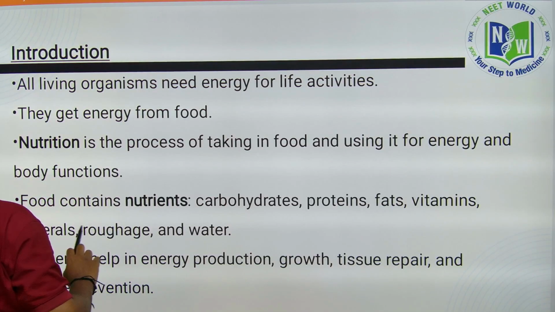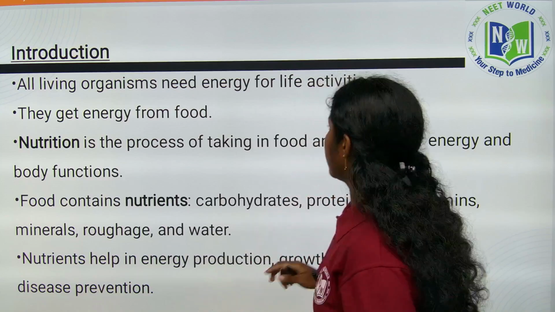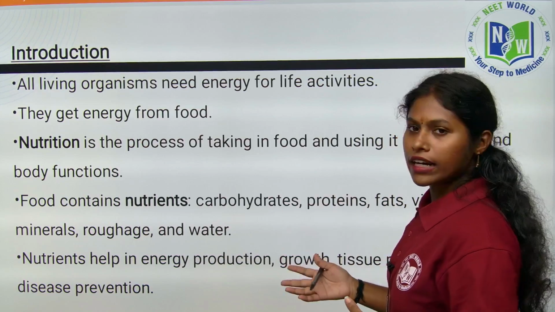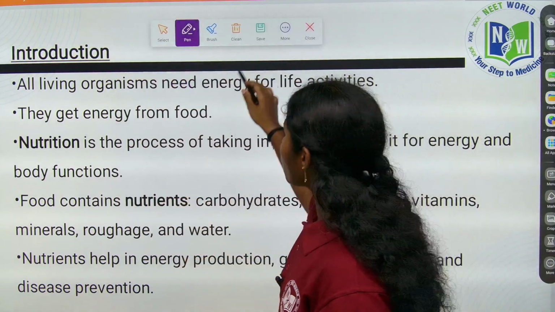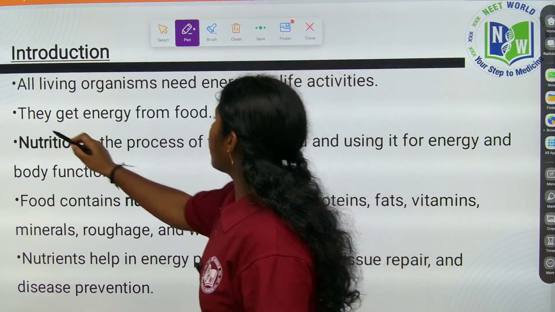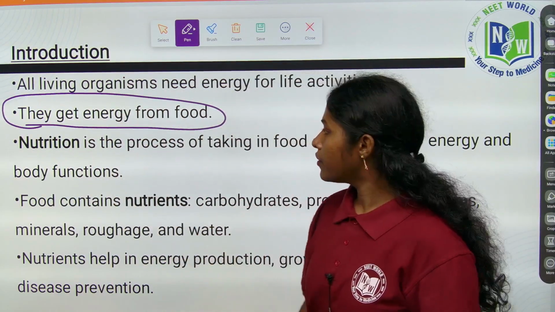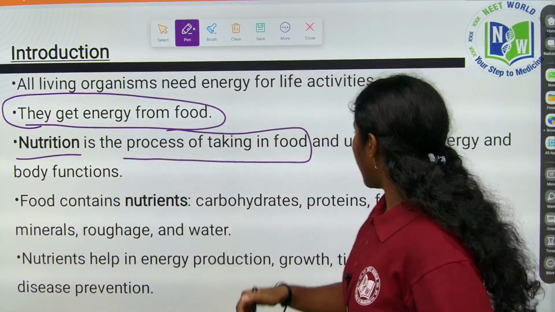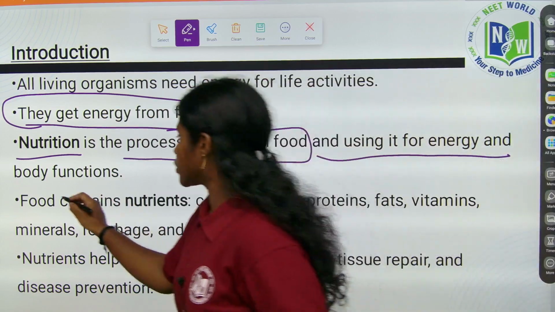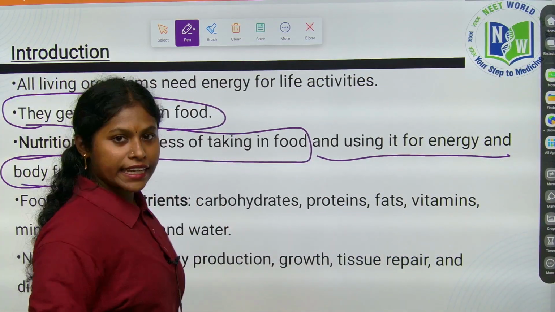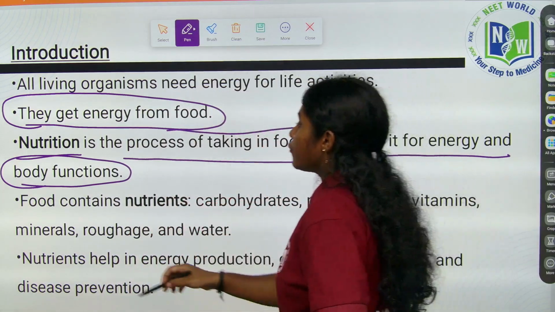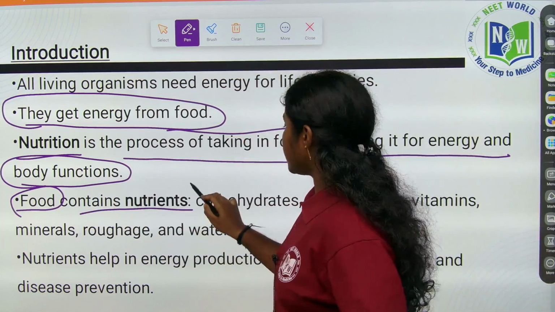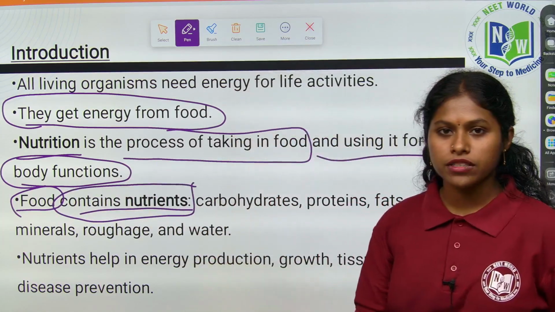Let's see the introduction, children, first. All living organisms need energy for various life activities like running, jogging, whatever. If I want to teach the class for you, I need energy, right? Where am I getting the energy from? Food, right? So they get energy from food. What is meant by nutrition? Nutrition is a process of taking in food and using it for body functions. By utilizing the food, we get energized, right? The food contains various kinds of nutrients. What are the nutrients?